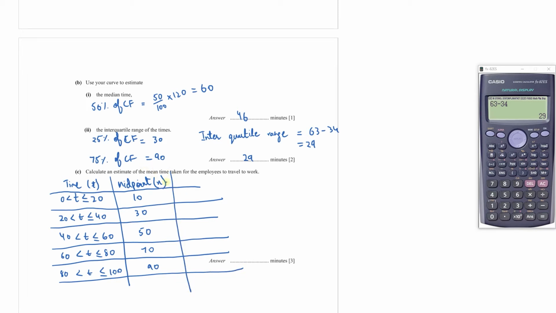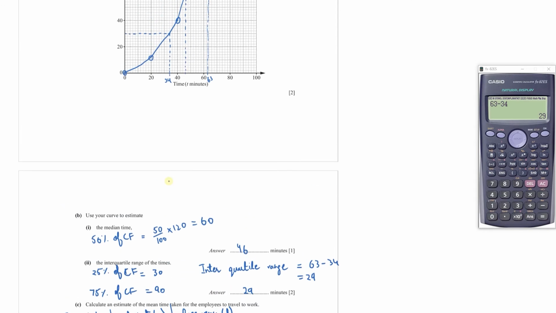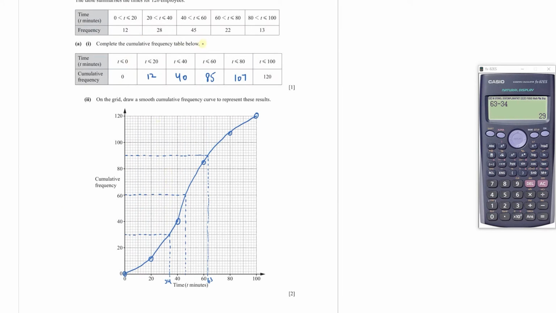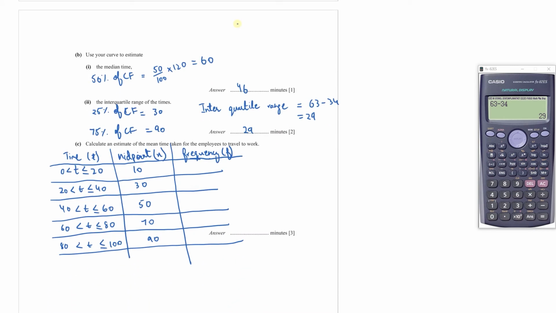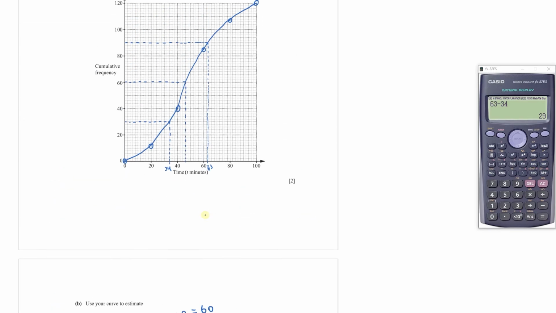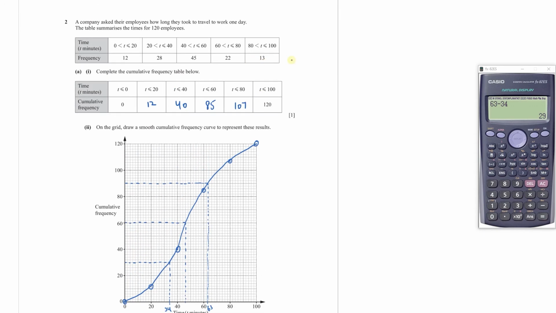And then you have the frequency for each of these classes. Frequency f, you're given 12, 28, 45, 22, and the last one is 13.